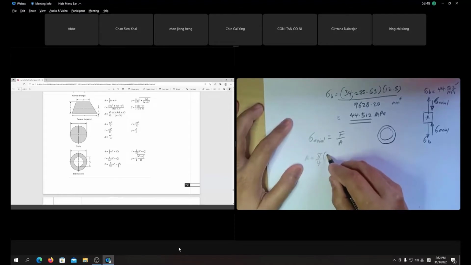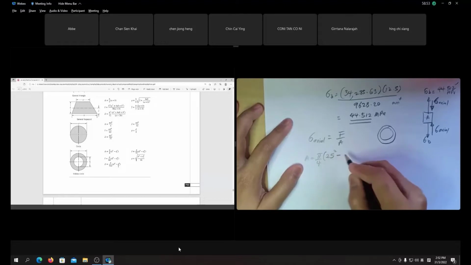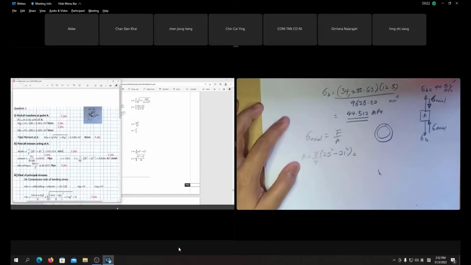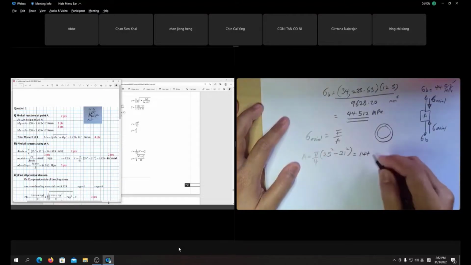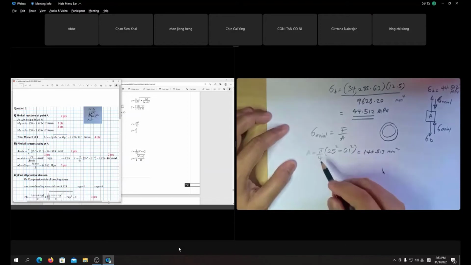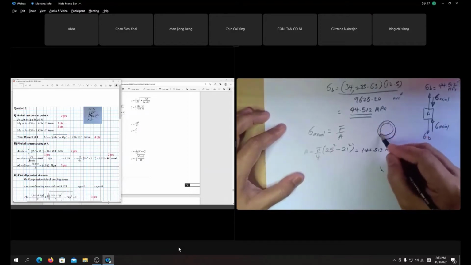Yes. So pi over 4, d outside squared minus d inside squared. Right, pi over 4. So the area is 104.513 millimeter square. Be careful. Look at the appendix, the table of properties for the tube. This is a tube. Be careful, it's not only a solid shaft.